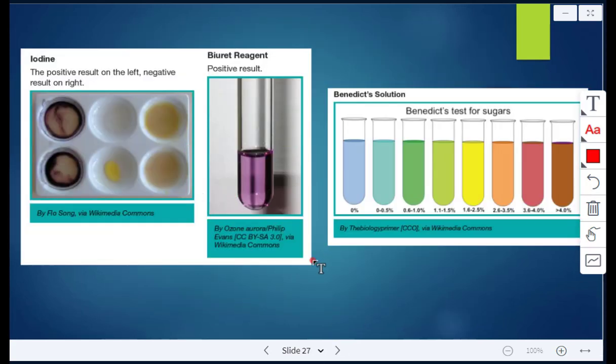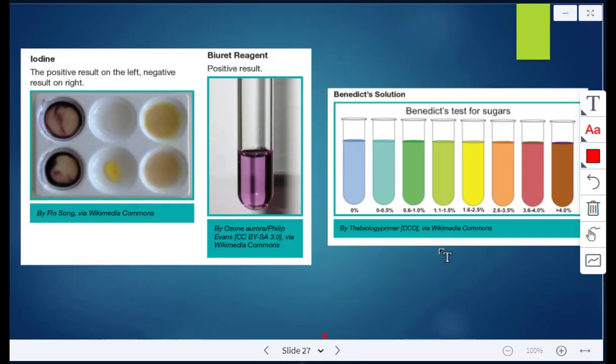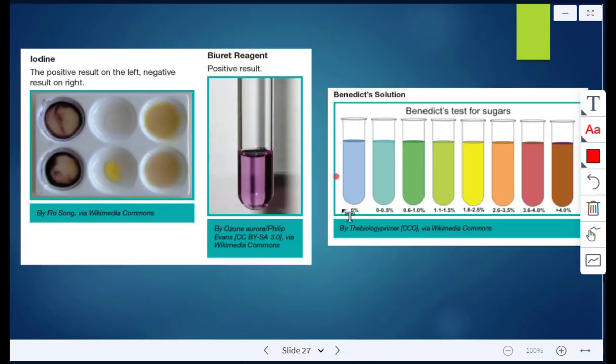And then these were the results for Benedict's test for sugars. Again, for simple sugars, there was this range of colors. Green or yellow is a low concentration, and as we get to the oranges and reds, it becomes a higher concentration. And if it's blue, it's a negative result. So here, a blue would show there's a negative result for those sugars.